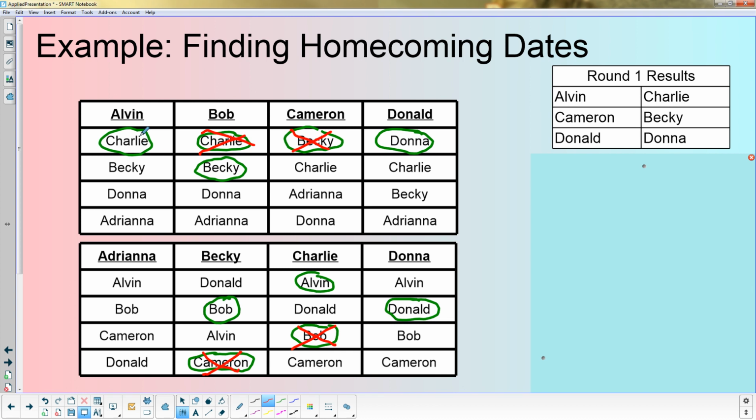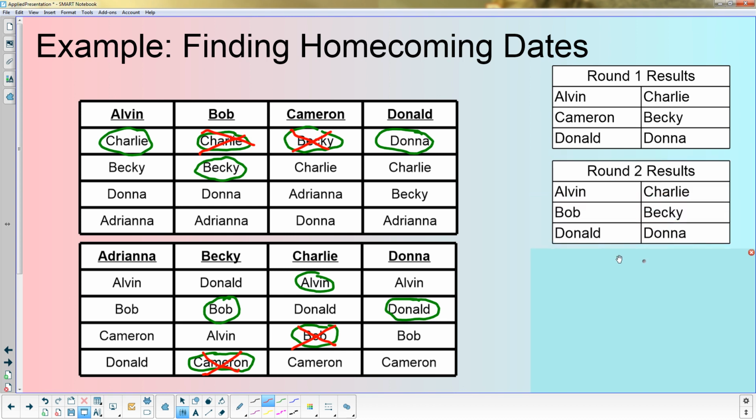At the same time, Alvin still proposed to Charlie, and Donald still proposed to Donna, and that was their only proposal for that round, so they tentatively accepted those proposals. So at the end of round 2, we see that Alvin's still going with Charlie, Bob is still going with Becky, and Donald is still going with Donna for the time being.